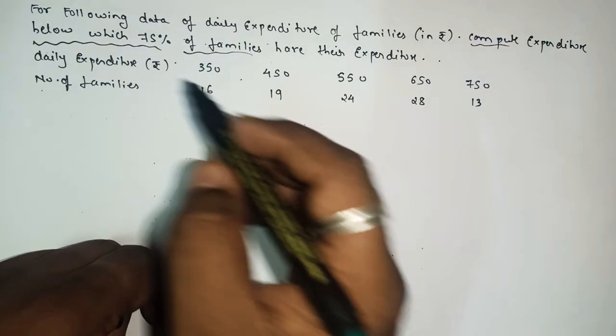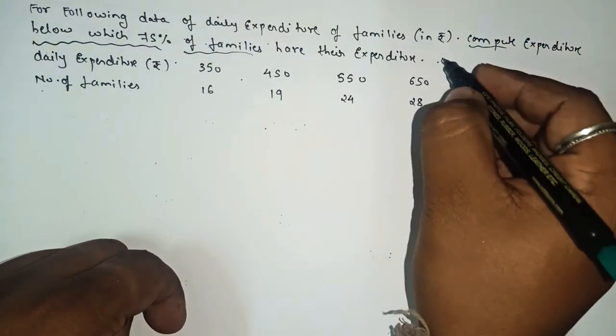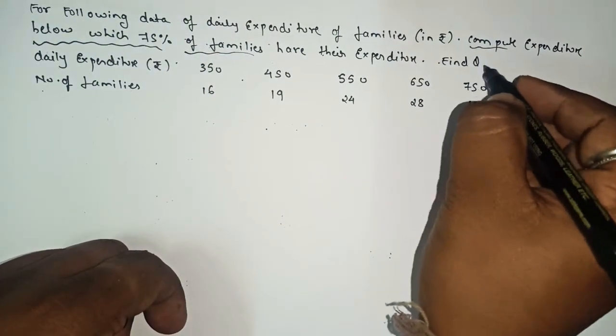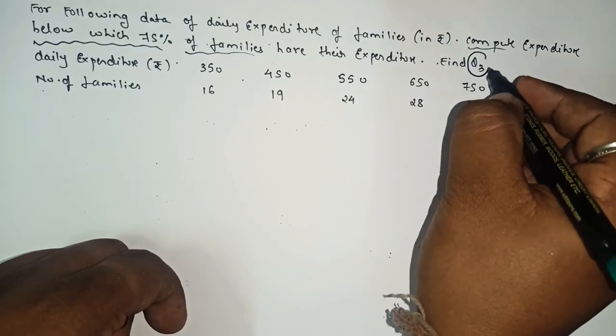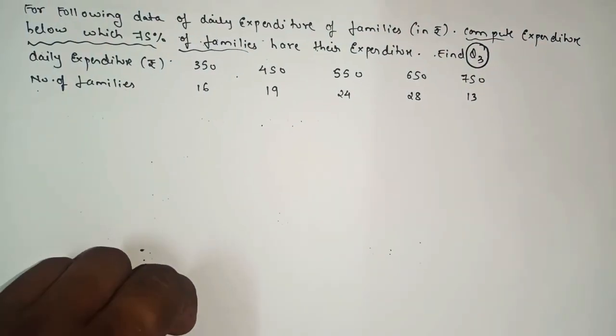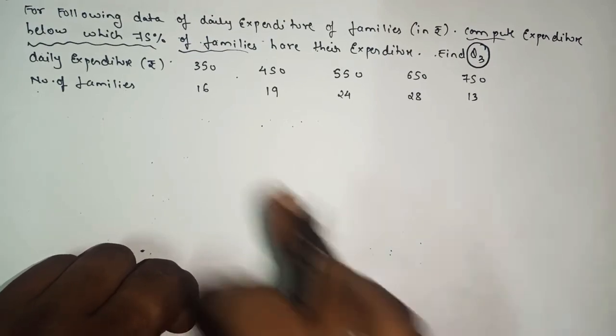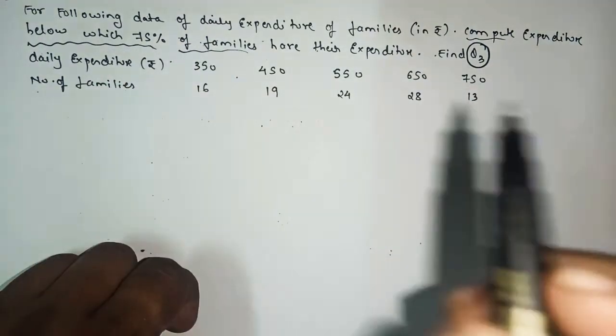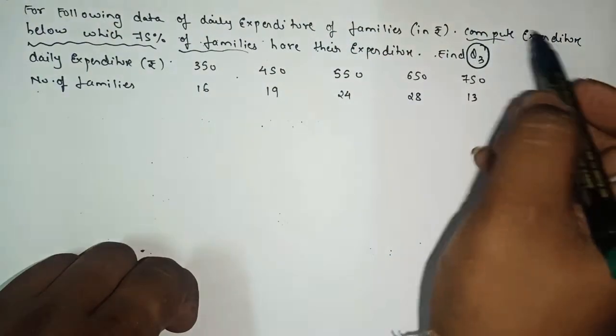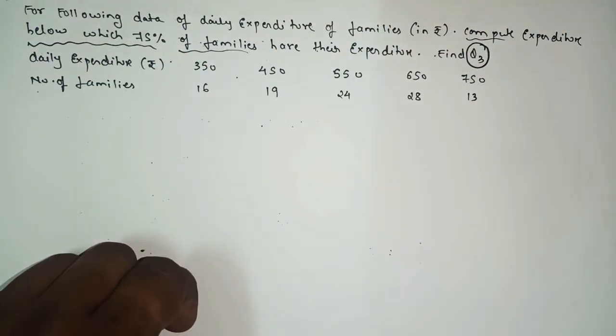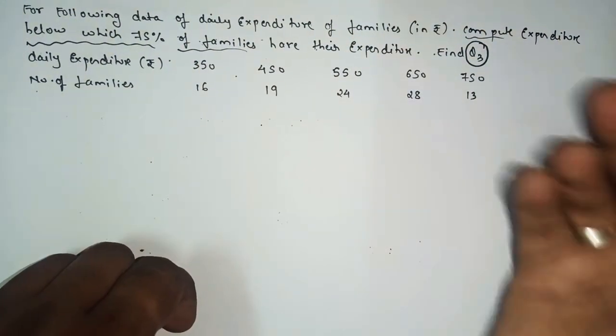So in short, for this sum you have to find only Q3, the third quartile. Here for the first sum, there is no need of finding the first and second quartile, as it is clearly mentioned in the question that you have to compute the expenditure below which 75%. 75% means what? Q3, yes or no?